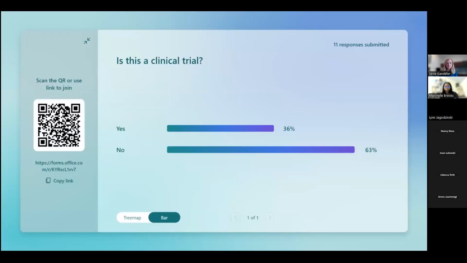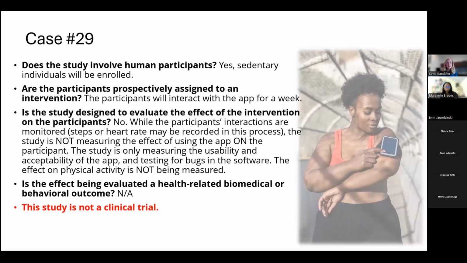This one's tougher. This is not a clinical trial. It is enrolling human participants that are sedentary individuals. They are interacting with the app for a week. While the participants' interactions are monitored, the study is not measuring the effect of using the app on the participant. The study is only measuring the usability and acceptability of the app and testing for bugs in the software. The effect on physical activity is not being measured, so it is not a clinical trial.